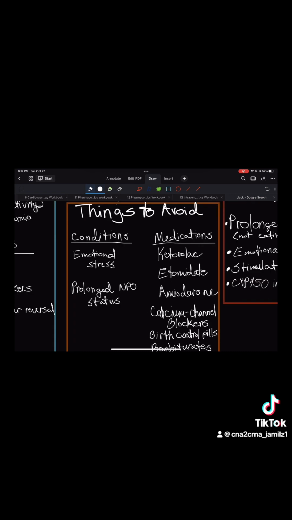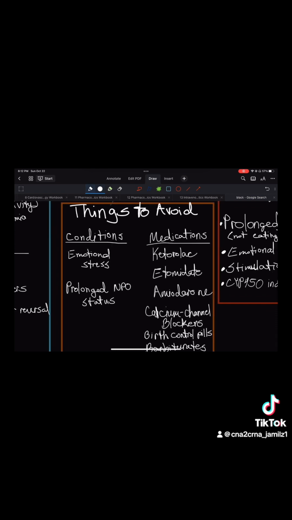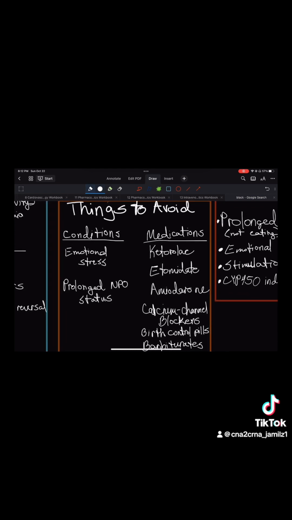What are some things to avoid in patients with AIP? Conditions to avoid are emotional stress and prolonged NPO status. I know that these people are coming in for surgery, so they're automatically going to be stressed. Something that we can do to mitigate that is to give them anxiolytics. Pre-op, we can give them Versed or we can give them Precedex. For the prolonged NPO status, you may not be able to avoid that. They could possibly schedule the surgery earlier, but that would be up to the surgeon.